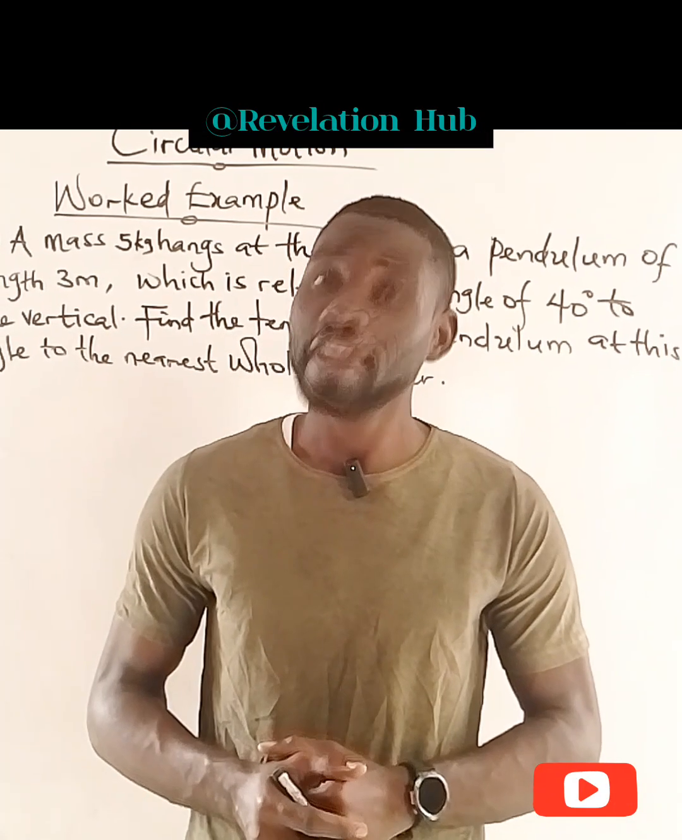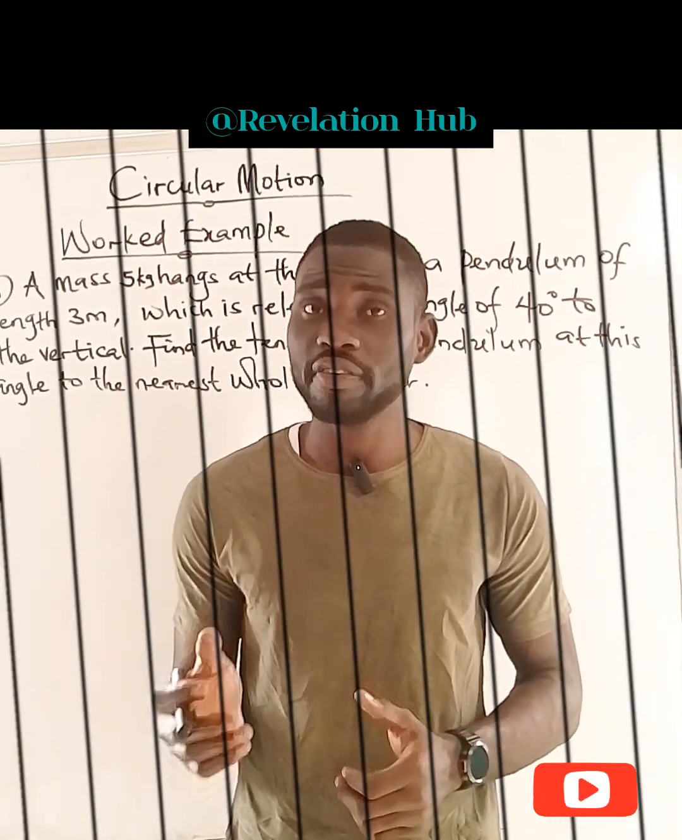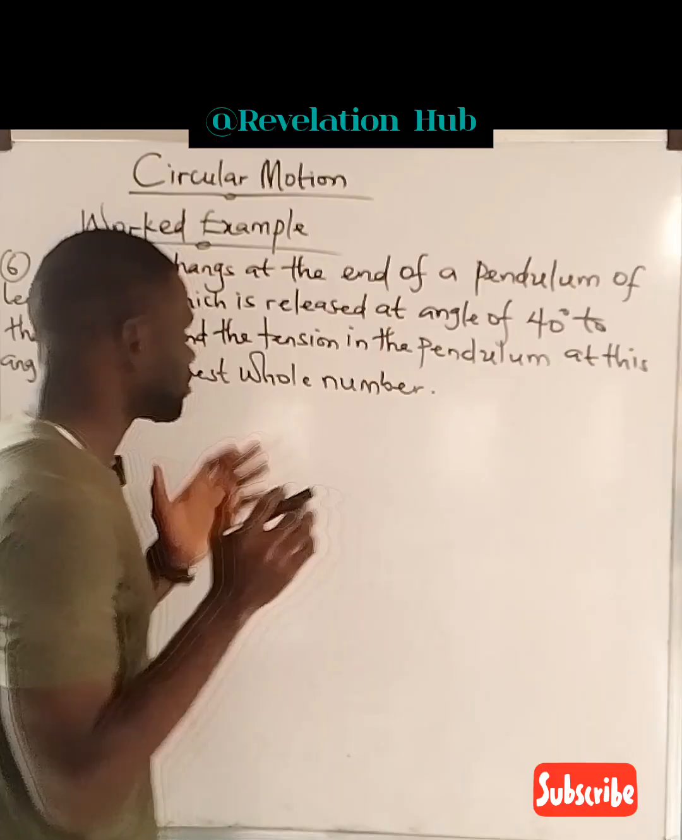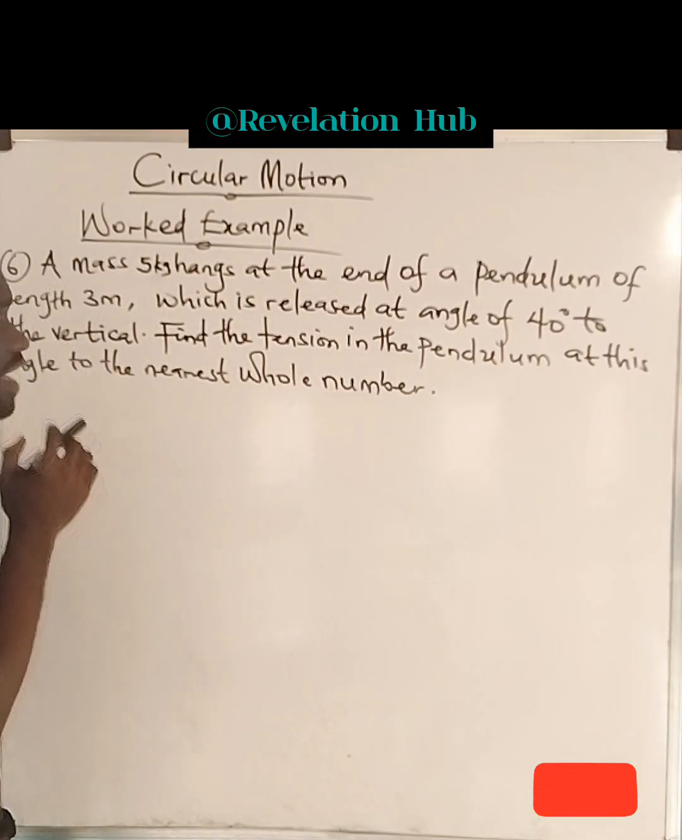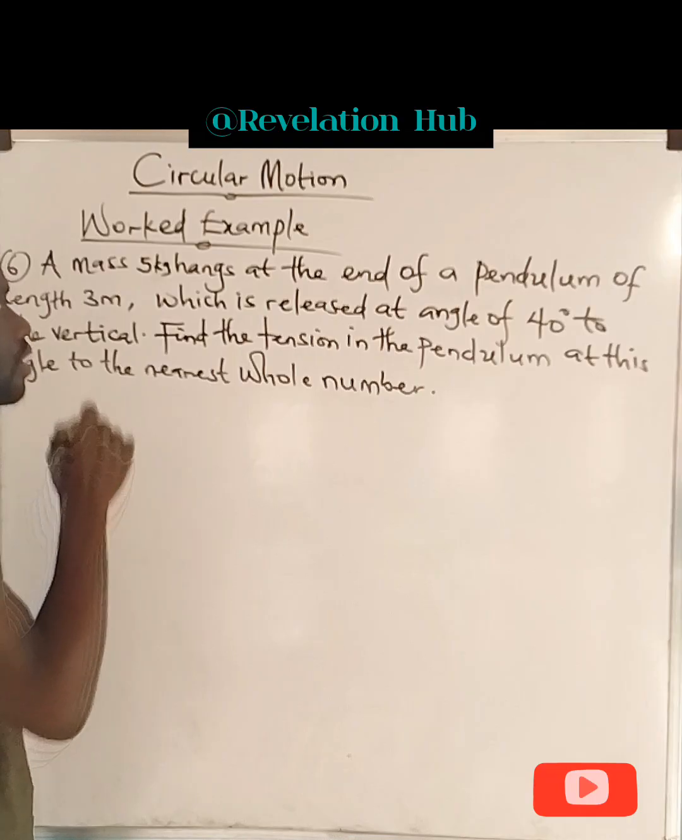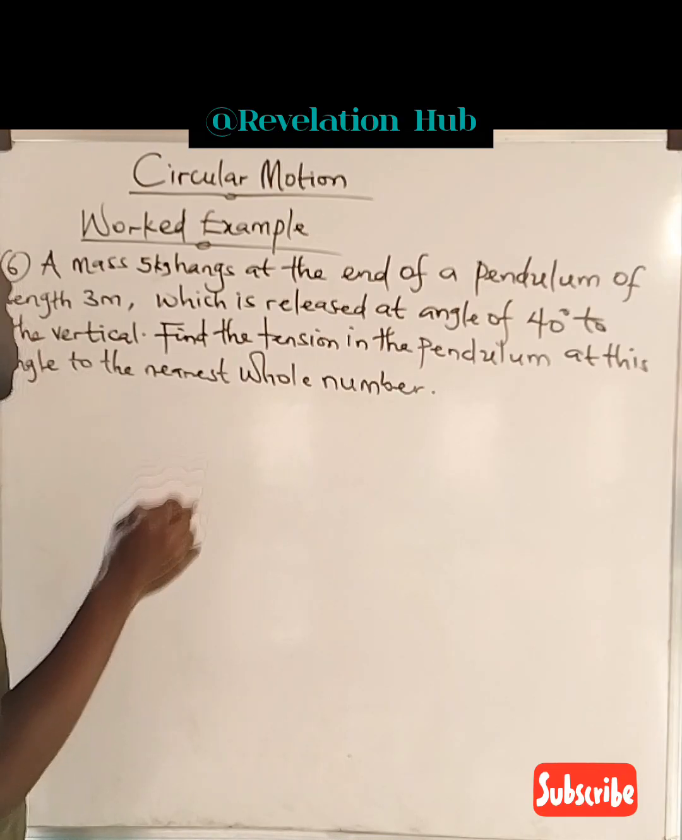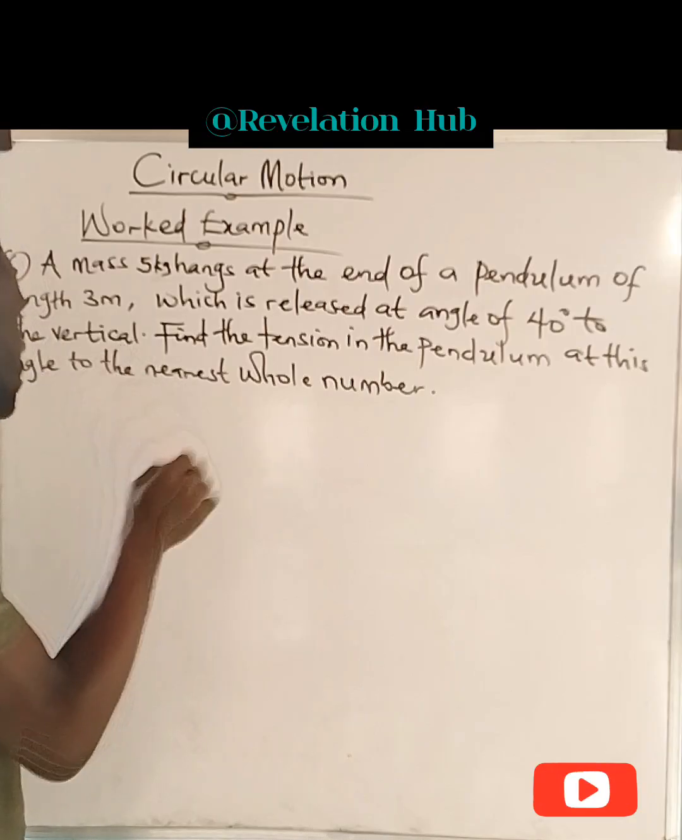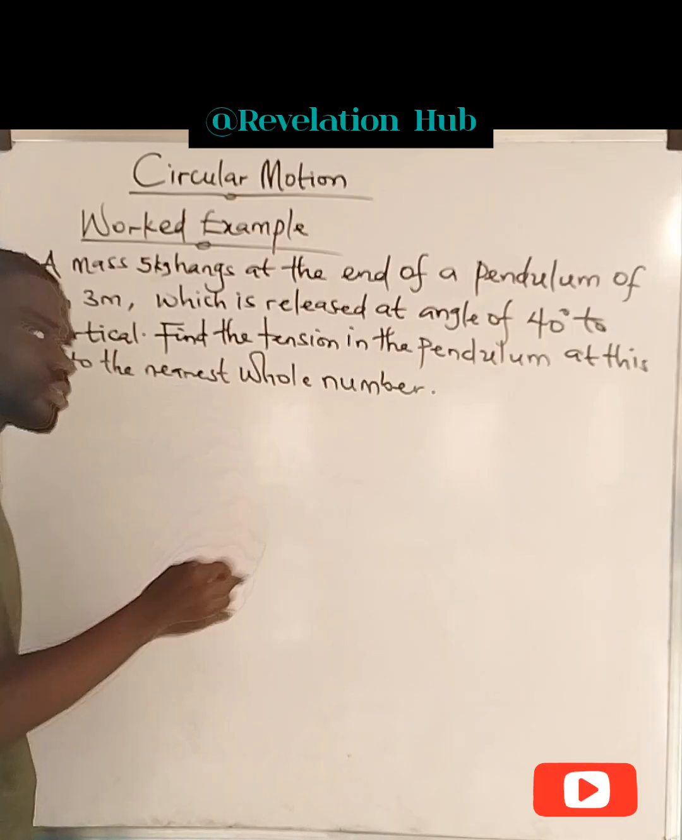Welcome back, guys. Were you able to solve this question? If you cannot, join me as we do justice to this question together. Let's see what we have on the board. A mass, 5 kg, hangs at the end of a pendulum of length 3 meters, which is released at an angle of 40 degrees to the vertical. Find the tension in the pendulum at this angle to the nearest whole number.